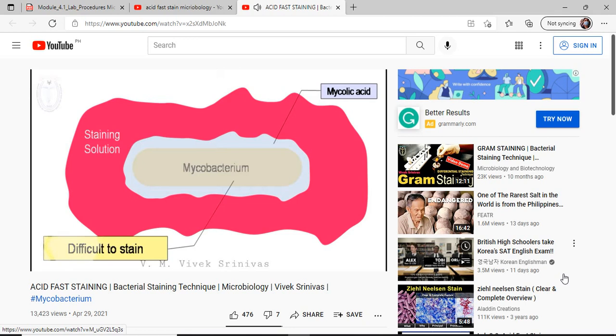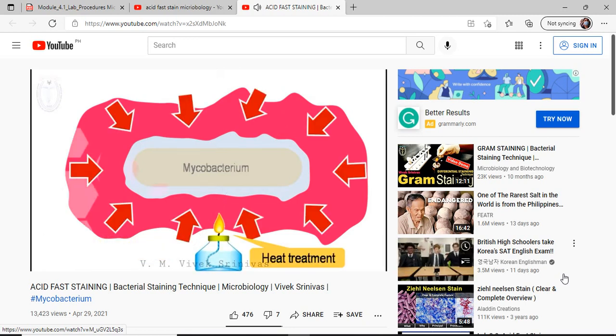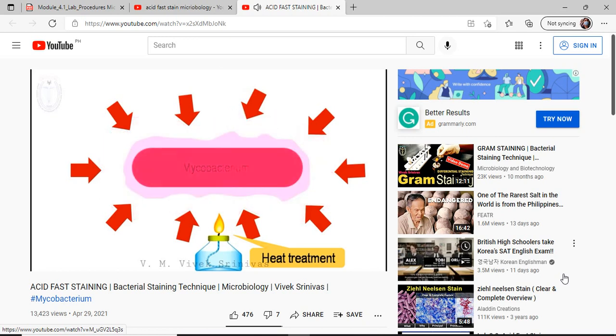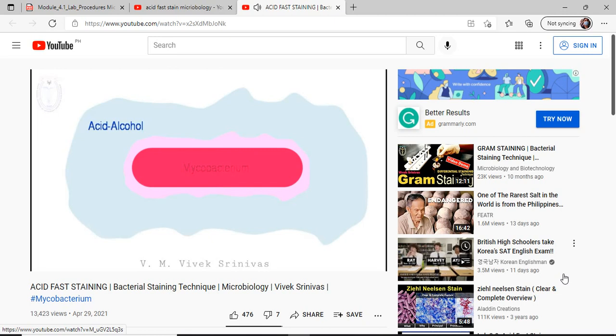Coming to the principle behind the acid-fast staining technique, this technique differentiates the bacteria based on their coloring property. Therefore, we will discuss their coloring property of the acid fastness.